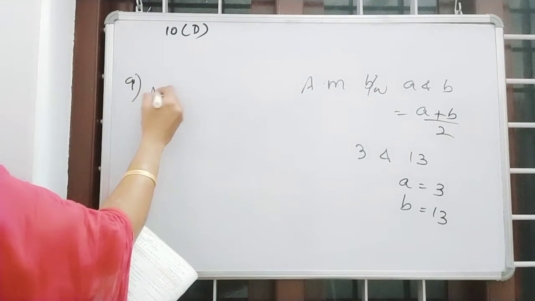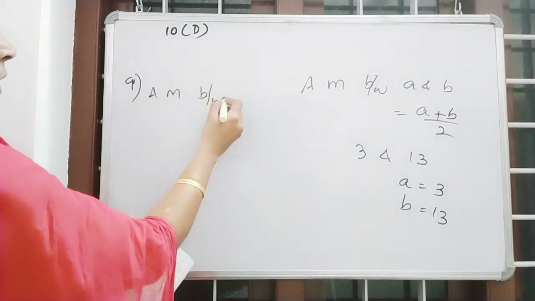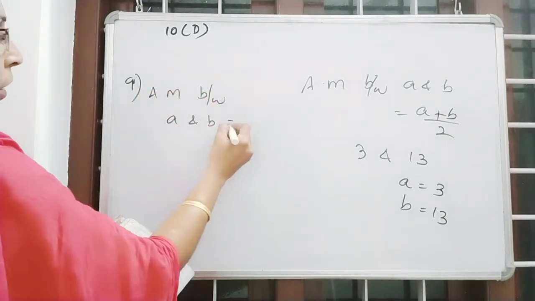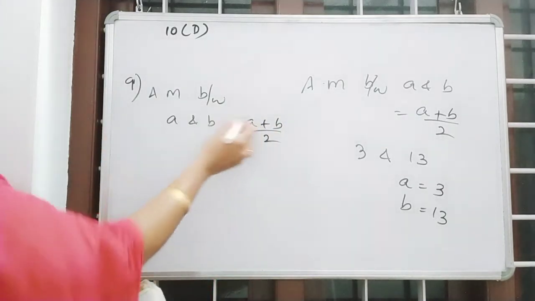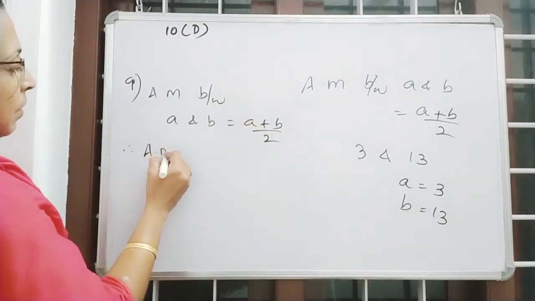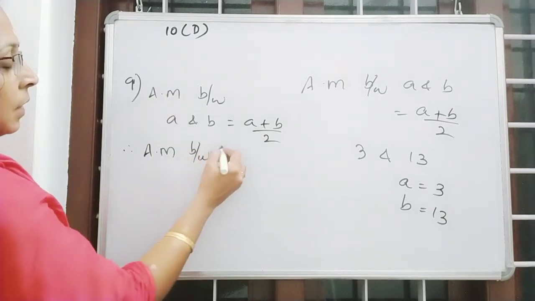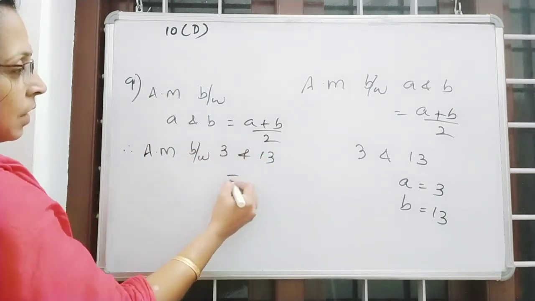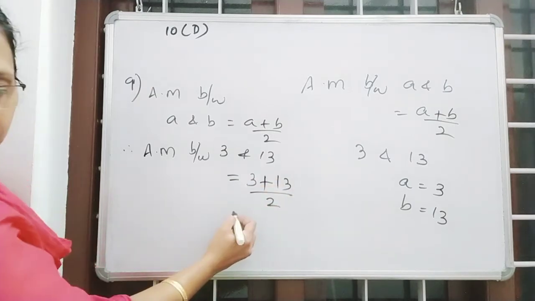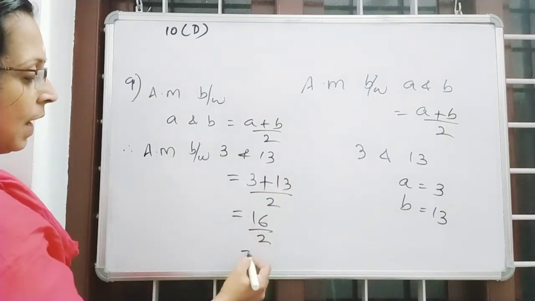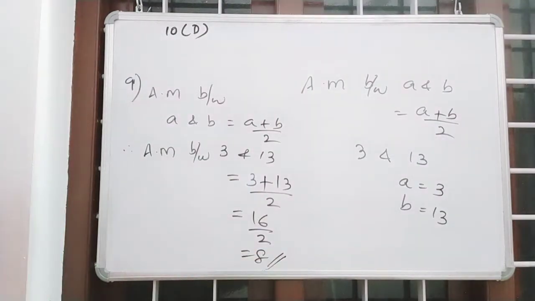9th question. Arithmetic mean between a and b is equal to a plus b by 2. Therefore, you should write that formula. Arithmetic mean between 3 and 13 is equal to 3 plus 13 divided by 2, which is 16 by 2. Answer is 8. That is your answer, okay?